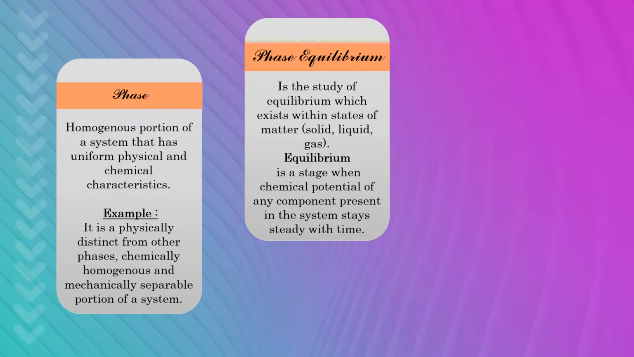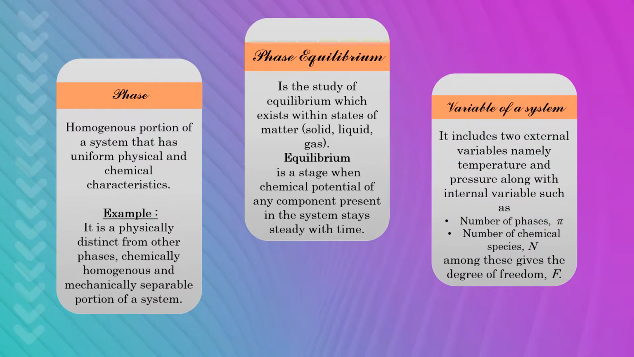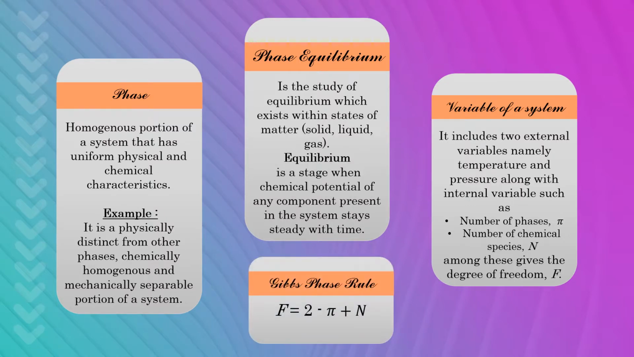One will need to know what a phase diagram is. It includes two external variables, namely temperature and pressure, along with internal variables such as number of phases, π, and number of chemical species, N. Among these gives the degree of freedom, F. This brings us to the Gibbs phase rule, which is F equals 2 minus π plus N.